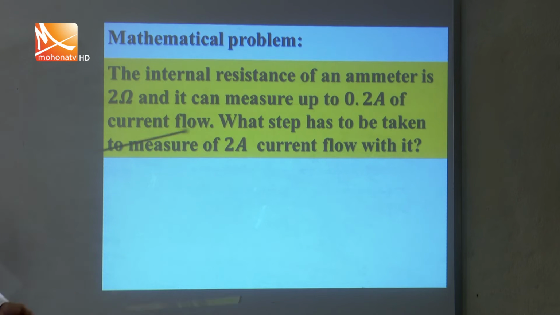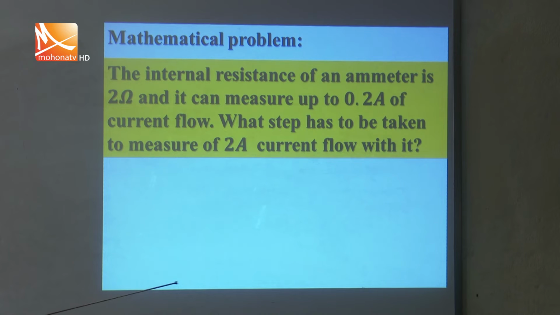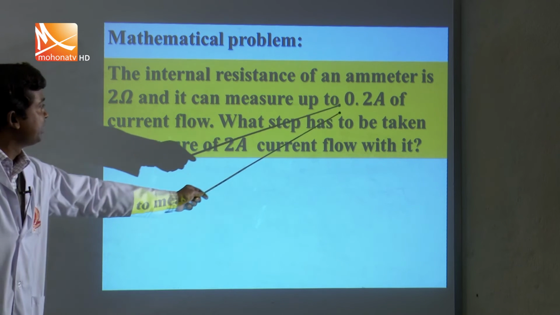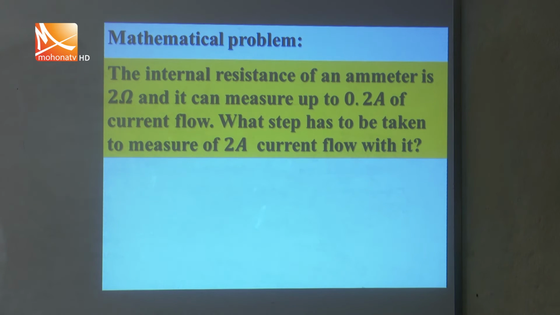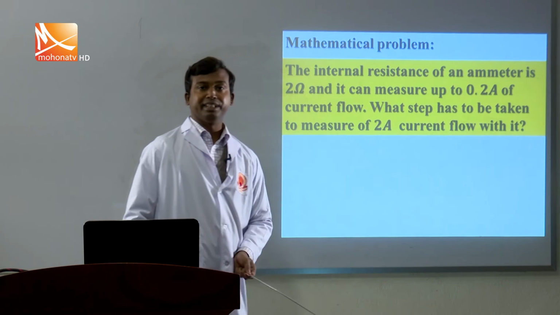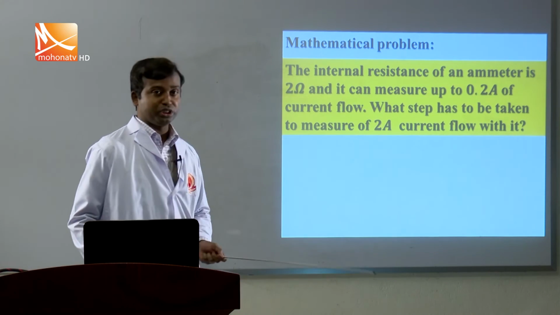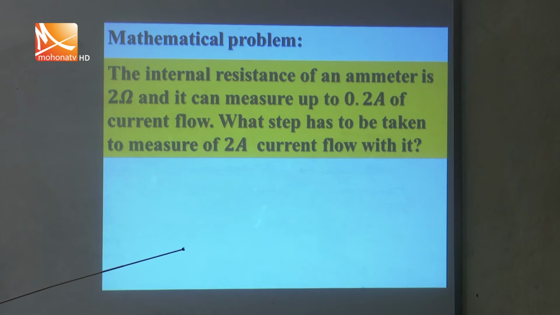What step has to be taken to measure 2 ampere current? That is, my dear student, here this ammeter can measure 0.2 ampere current, but you have to convert this ammeter to measure 2 ampere current. So what will be the range? This is the desired current and this is the maximum current the ammeter can measure. So from this, these two are the vital portion to solve the mathematical problems.